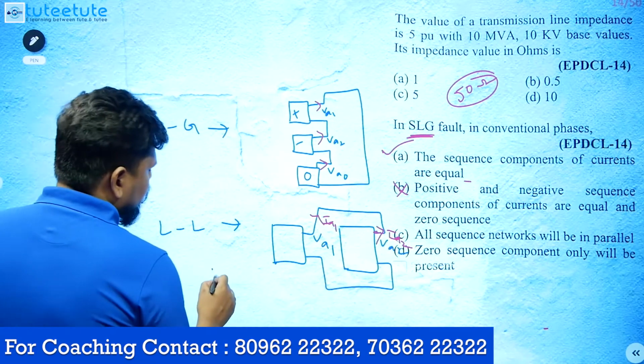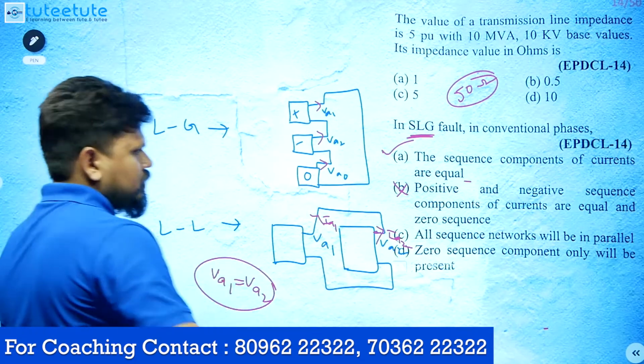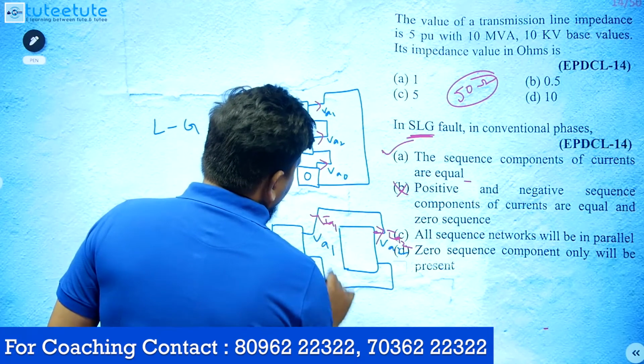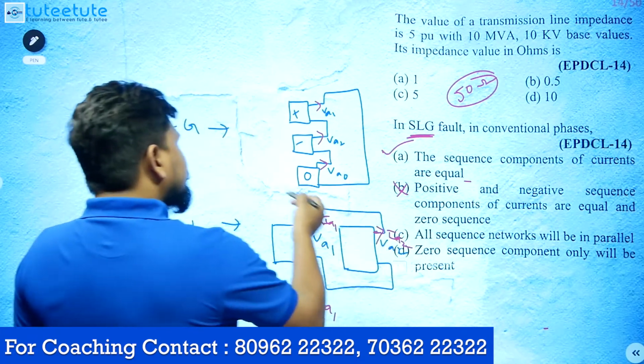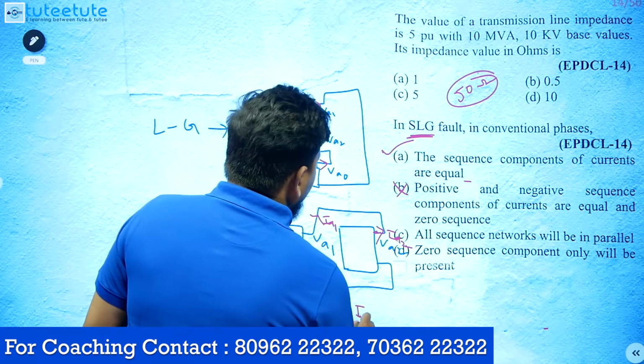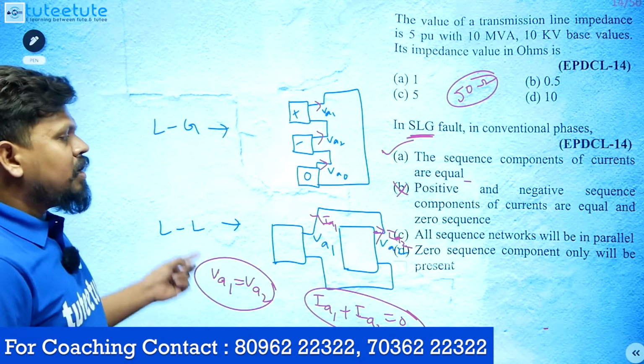If you observe, VA1 is equal to VA2. No zero sequence for the LL fault. And you can observe the currents also. IA1 is coming in this direction, IA2 in this direction. IA1 is equal to minus IA2, otherwise IA1 plus IA2 is equal to 0. Understood? This is for the LL fault.